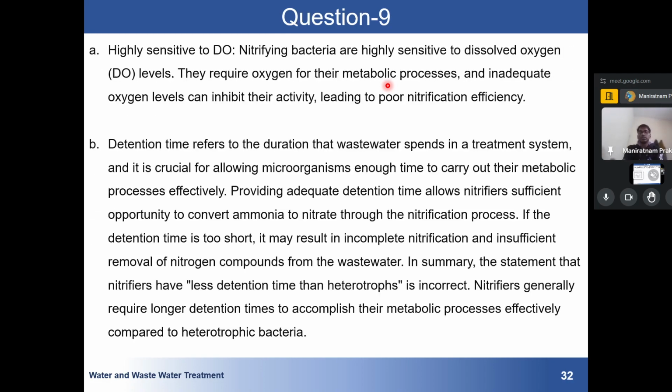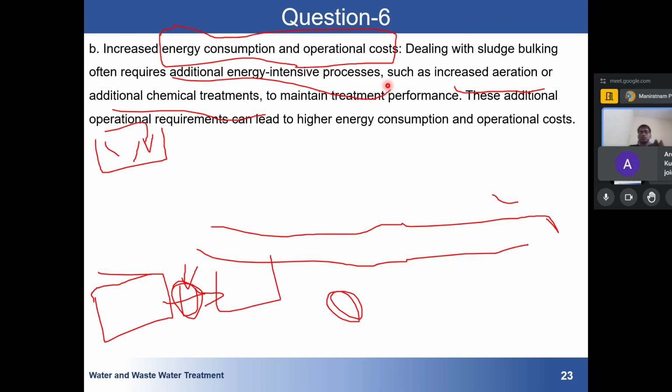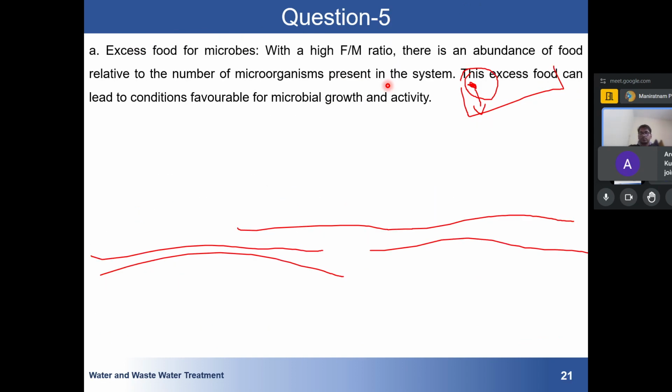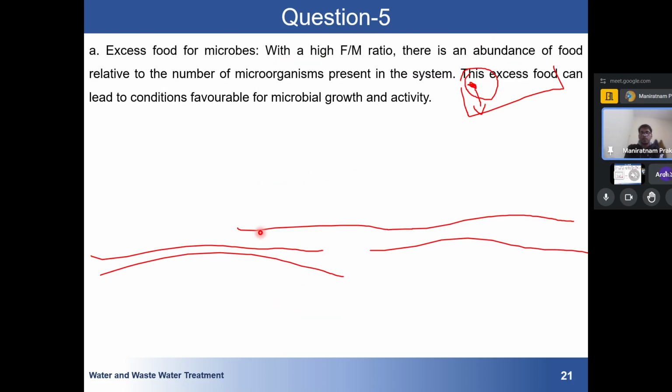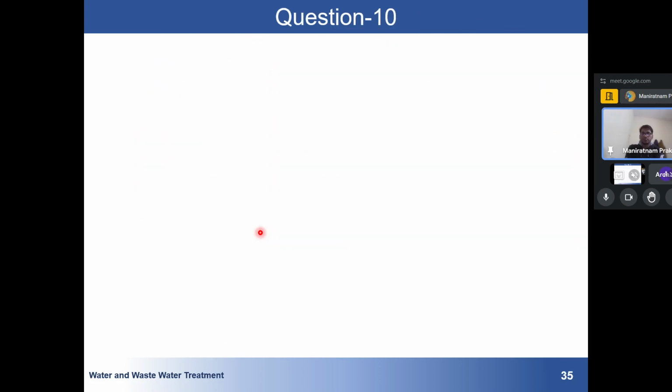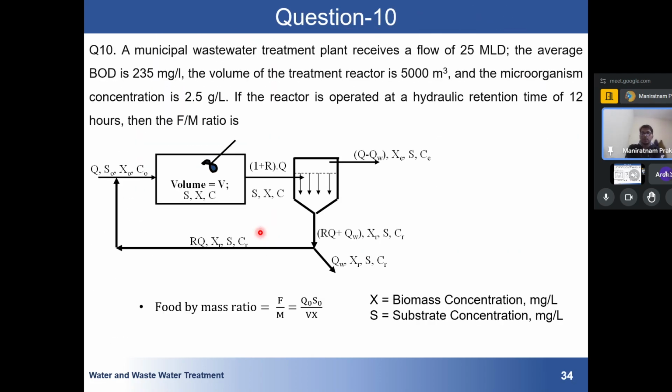So I have already discussed what this food to mass ratio is. I will be using that formula to solve this question. I have already discussed this thing. So they are asking you to calculate this food to mass ratio.